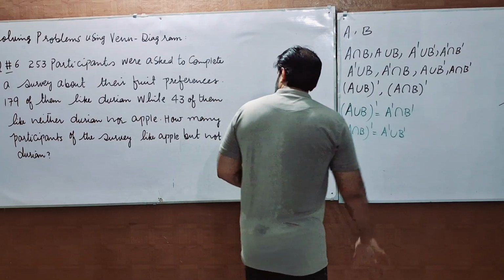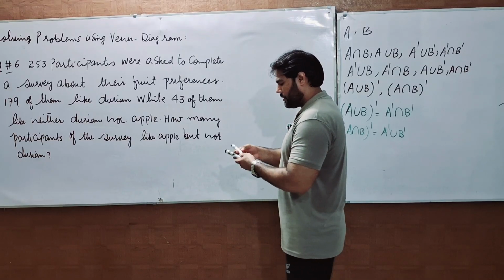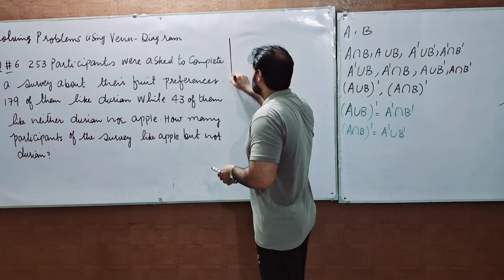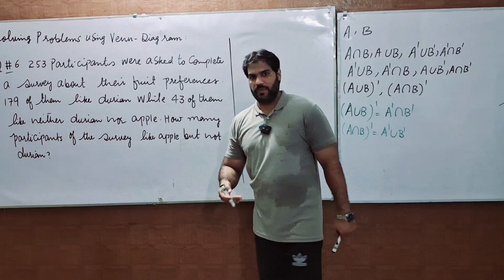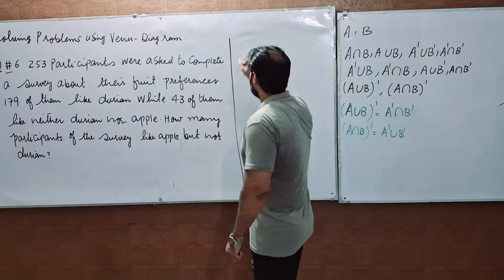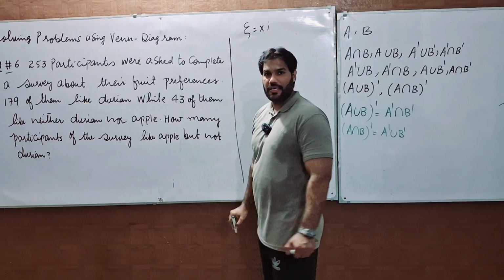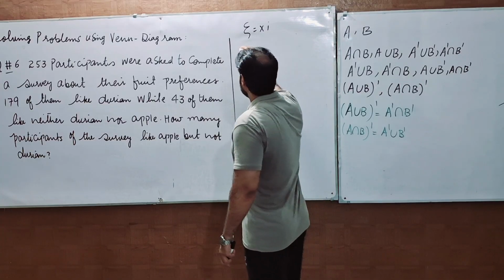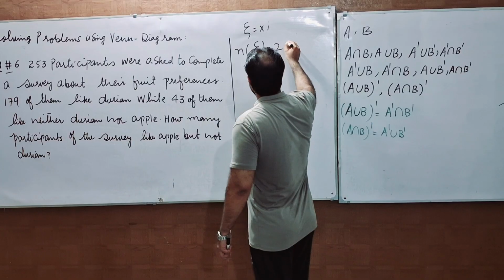So let us write the given data in this question. There are a total of 253 participants. This represents the size of the universal set. In this book, the universal set is denoted by the Greek letter xi. Now the number of total participants is denoted by n of xi, which is equal to 253.